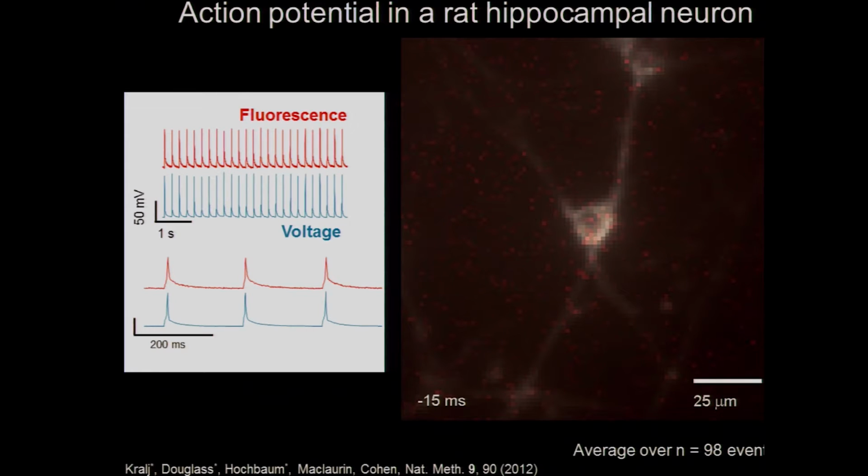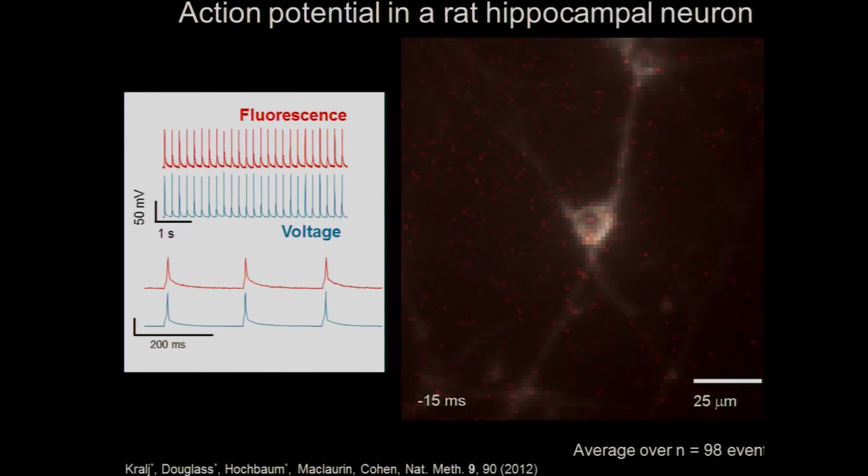To test that, we expressed these proteins in cultured rat hippocampal neurons and used a patch pipette to inject current pulses to induce action potentials. And then we recorded the fluorescence at the same time as the voltage. And so here's what the raw data looks like. The blue trace is an electrical recording of these action potentials in a neuron. And the red trace is a single trial simultaneous fluorescence recording taken at 1,000 frames a second.